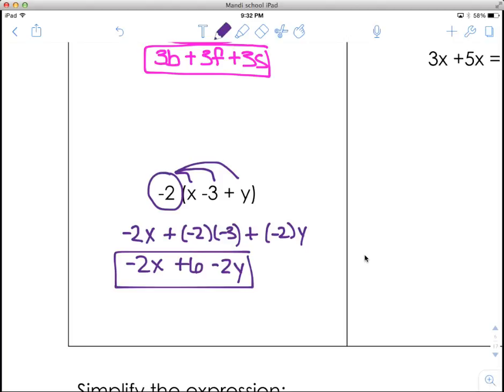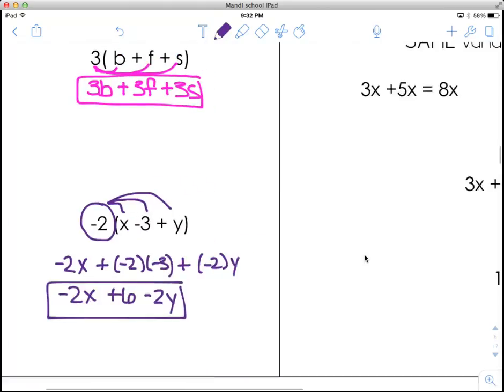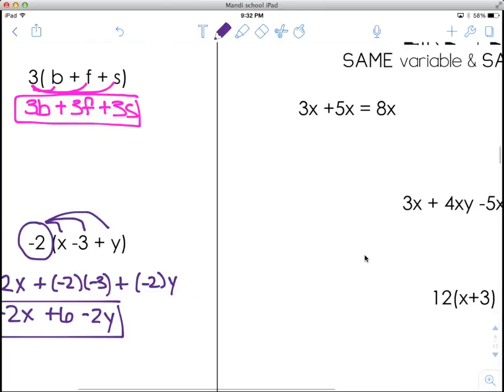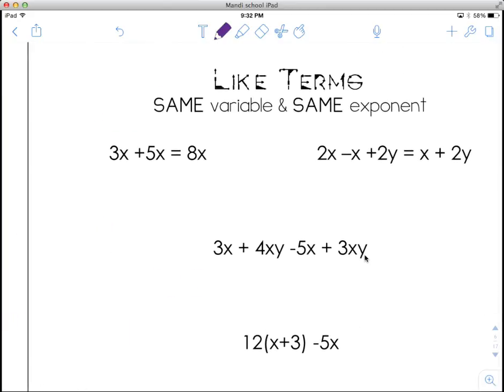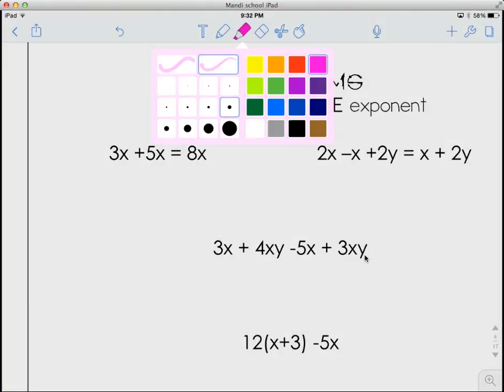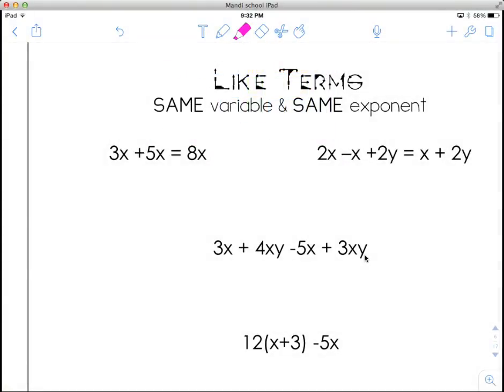So distributive property just means multiply by all of the terms inside the parentheses. Now sometimes you get expressions where you have like terms. They are all the same variable. So I use a highlighter or I put a box around them to indicate that they are the same. So this is a 3x plus a 5x. 3x plus 5x is 8x.